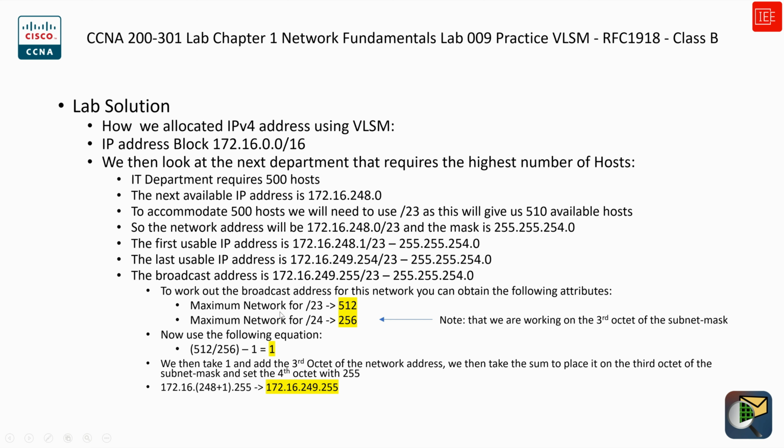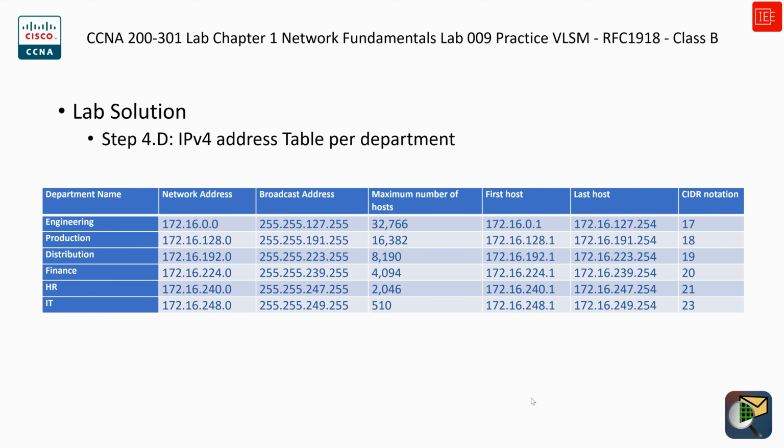Figure out the maximum number of networks for /23, which is 512, and divide that by 256 and subtract 1, and that will give us 1, which means we will need to add 248 plus 1, that will give us 249, and then we set the fourth octet to 255, and that will give us the broadcast address. To work out the last usable IP address for this segment, we just subtract 1 from 255, which will give us 254.